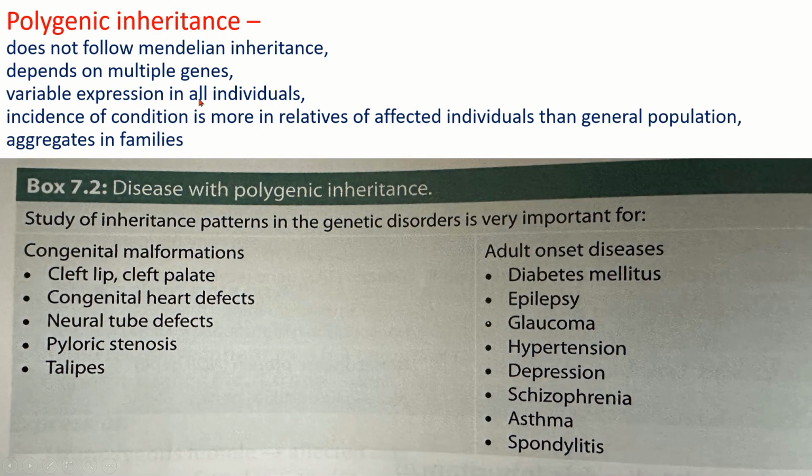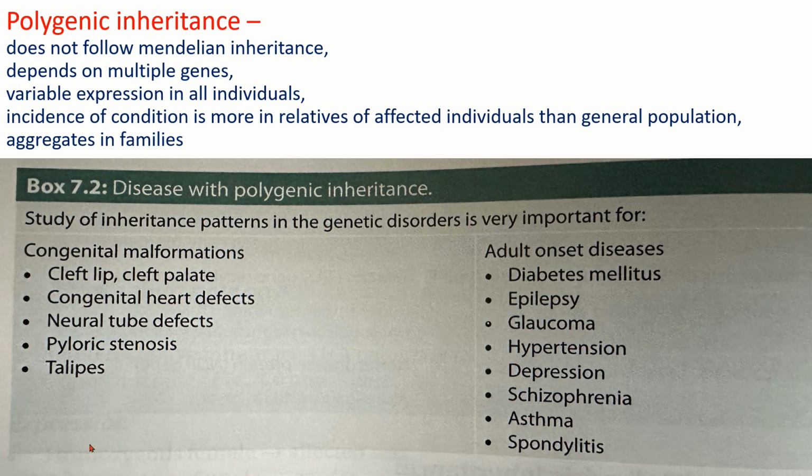Polygenic inheritance. In polygenic inheritance, a group of genes interact with each other to produce a disease. It does not follow Mendelian inheritance. It depends on multiple genes, also depends on environmental factors, variable expression in all individuals. So the incidence of the condition is greater in relatives of the affected individual than in the general population. The risk is greatest for first degree relatives. Consanguinity increases the risk. Polygenic inheritance probably produces a bell-shaped curve.